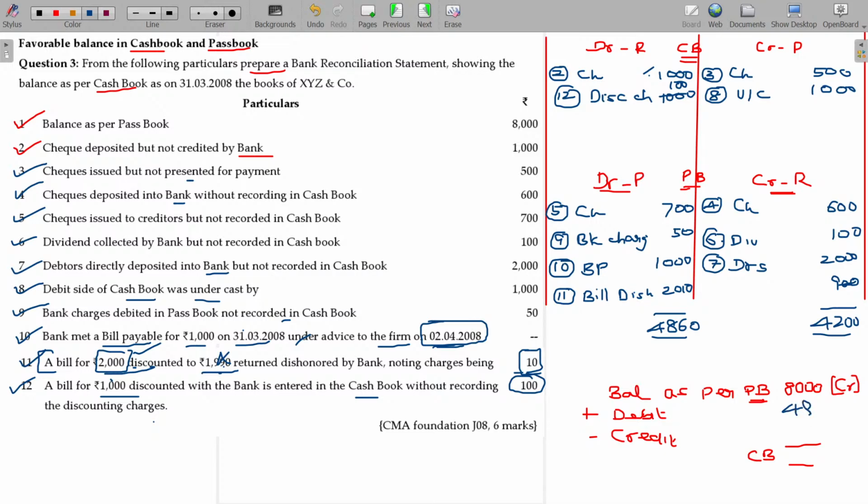Yeah. So 4,860 is the debit value, should be addable. 4,200 is the credit value, should be subtracted. The ultimate value being 8,660. Positive number. Positive number means if we start with the credit, it ends with the debit balance. Balance means here also balance as per cash flow, favorable balance.